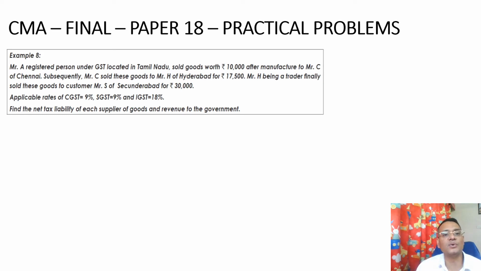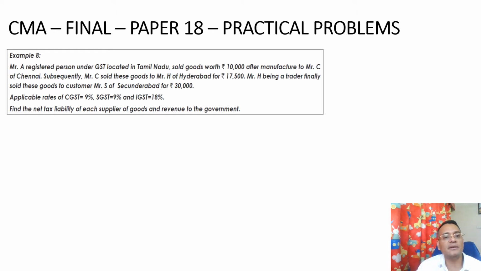Subsequently, Mr. C sold these goods to Mr. H of Hyderabad for rupees 17,500. Mr. H, being a trader, finally sold these goods to customer Mr. S of Secunderabad for rupees 30,000. Applicable rates of CGST 9%, SGST 9%, and IGST 18%. Find the net tax liability of each supplier of goods and revenue to the government.